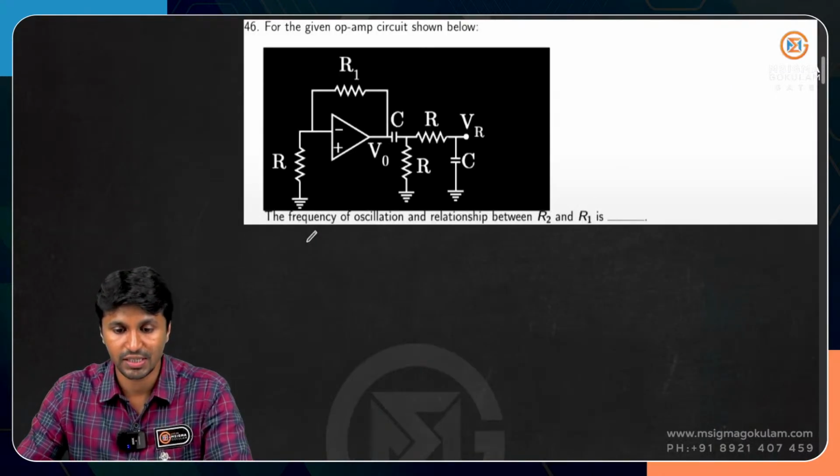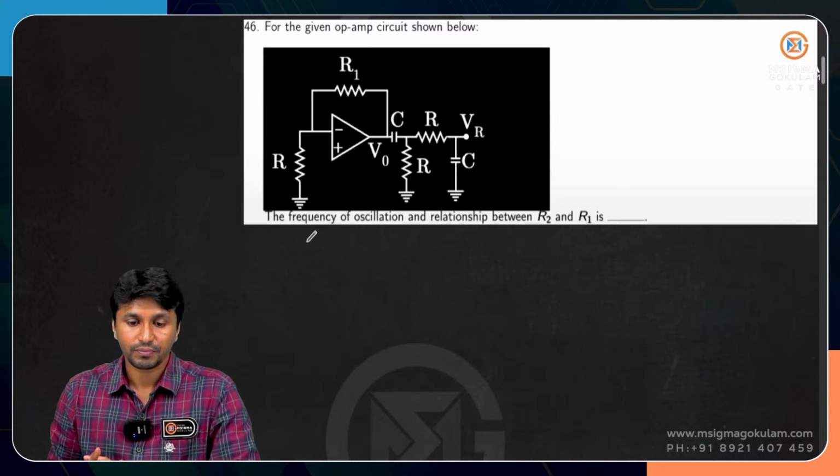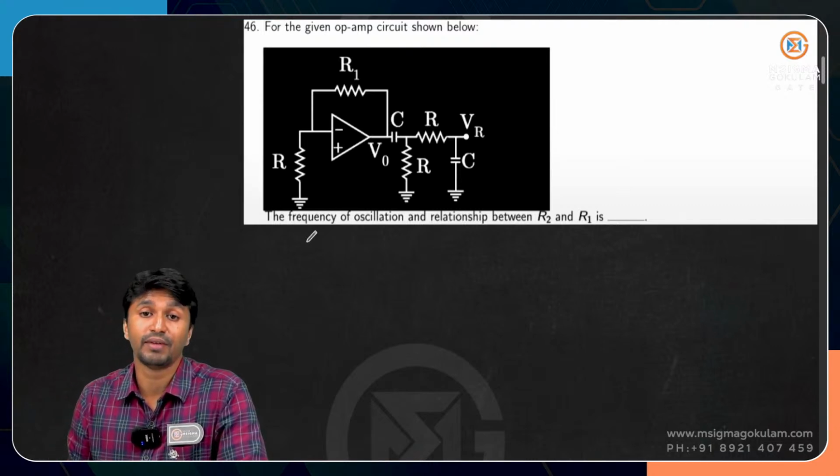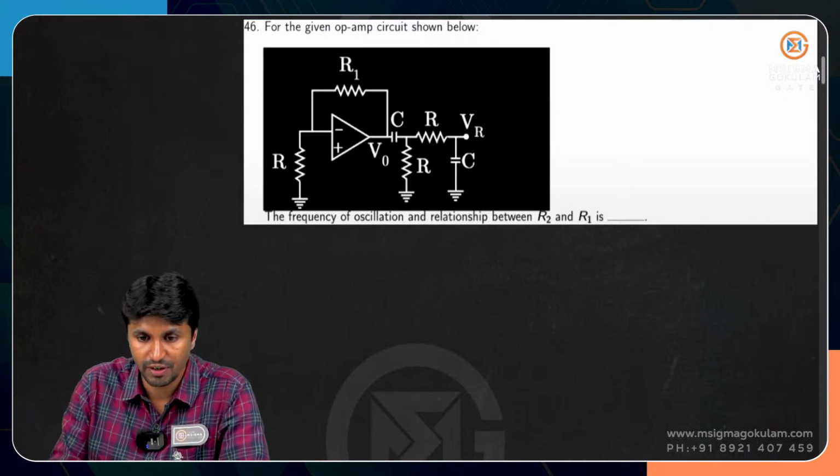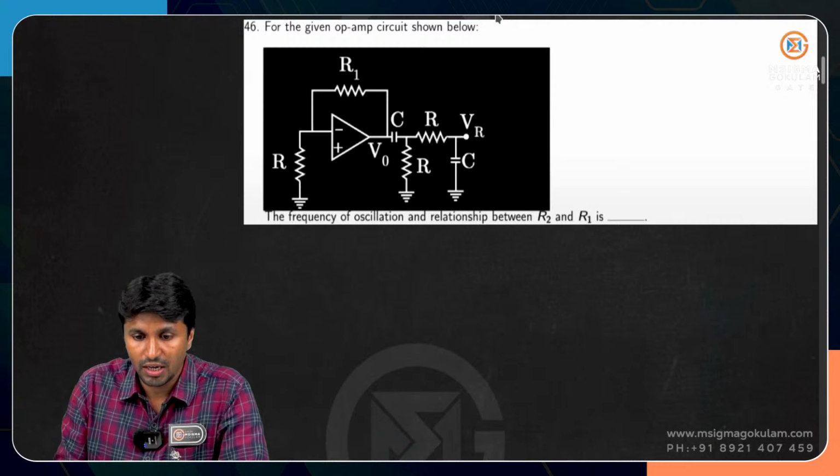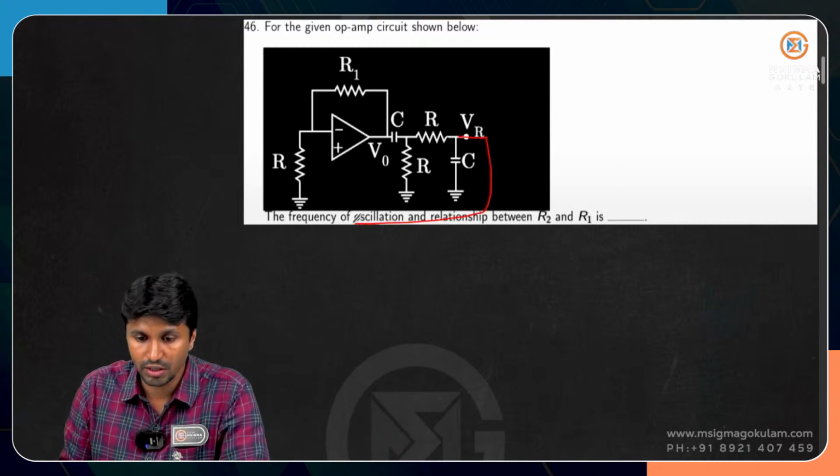Now let us move on to the next problem. This is a question from analog electronics. There is a mistake in this particular circuit. Actually this is an oscillator circuit, so there will be a connection from the output to the non-inverting terminal.